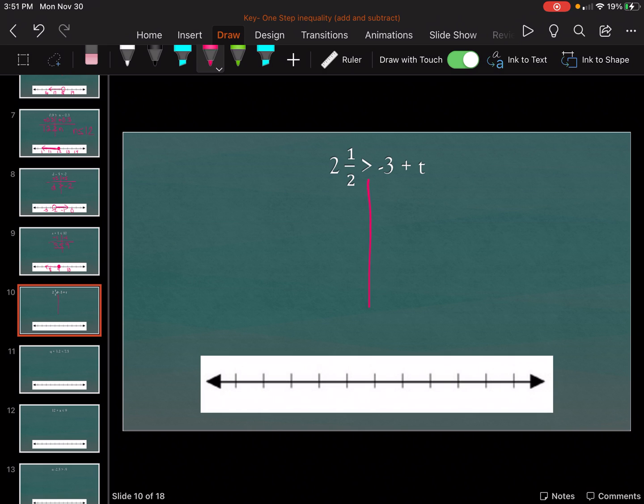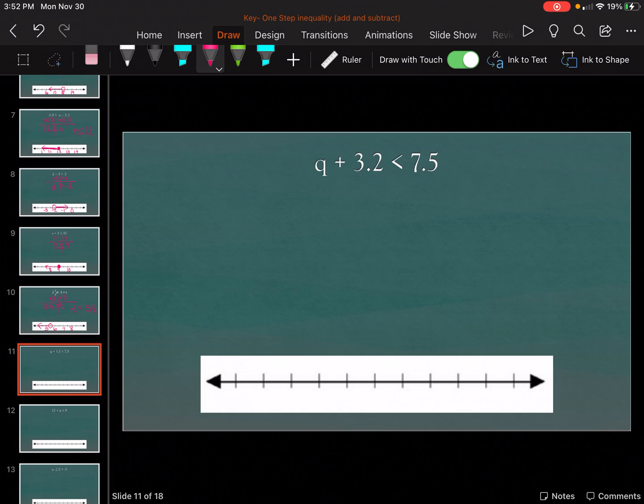Here's some with fractions. We're going to add 3 to both sides. So we have T, and we have 5.5. I'm going to rewrite it. T is less than 5.5. So 5, 6, 7, 8. 5.5 is going to be an open circle halfway in between and pointing to the left. The reason I rewrote it is so I could use that arrow trick.